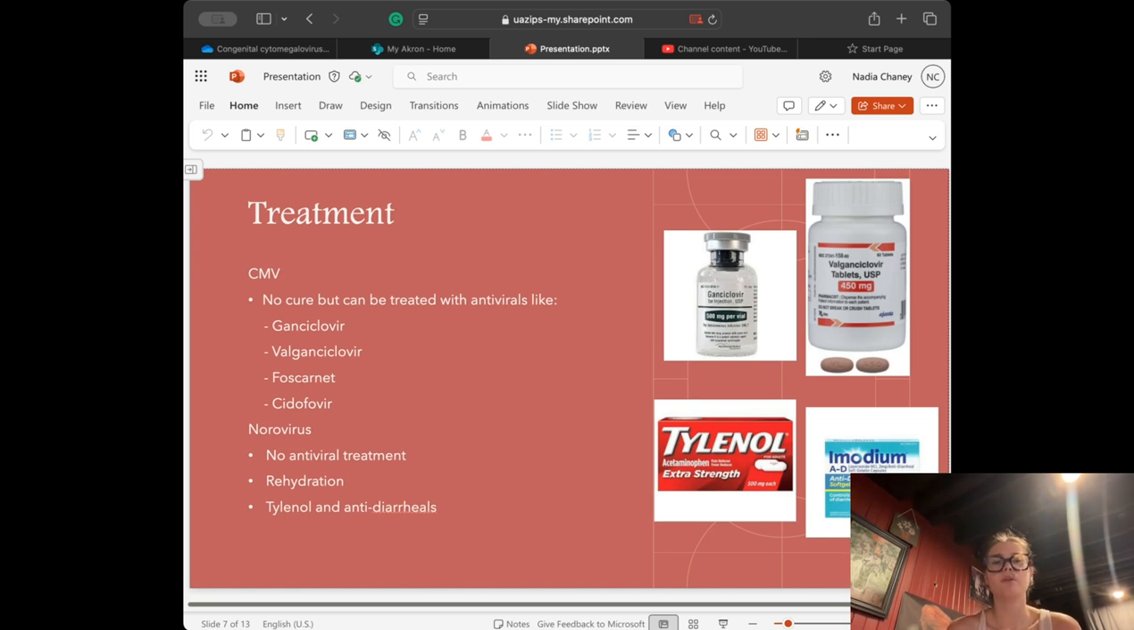And then for norovirus, there is no antiviral treatment. You just may need rehydration from IV fluids. If you need it, maybe Tylenol and antidiarrheals.